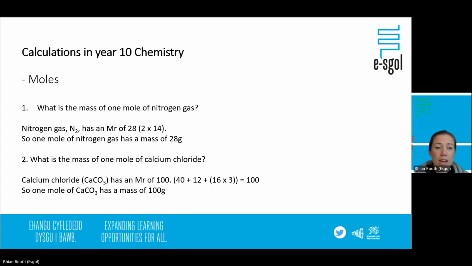And then secondly, what is the mass of 1 mole of calcium chloride? Well, first of all, you calculate the MR of calcium chloride, which is 100. And then 1 mole of calcium chloride has a mass of 100 grams, therefore. So hopefully you can see, although the definition perhaps is a little bit confusing, when you have a look at some examples, it should make more sense.